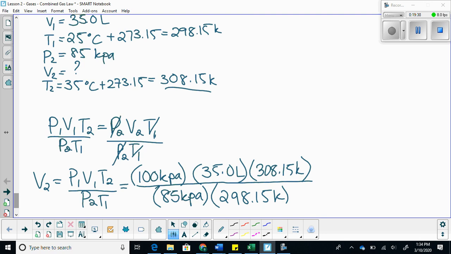From here, you need to do unit canceling. Kilopascals cancel, Kelvin cancels, and you are left with liters. Does this make sense? Yes, we are looking for volume, so it makes sense that we get liters out.